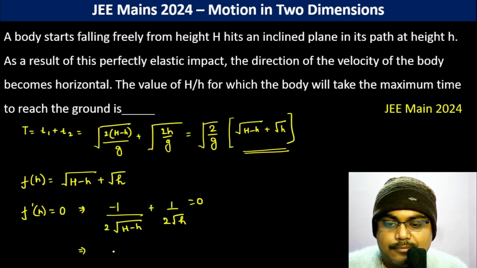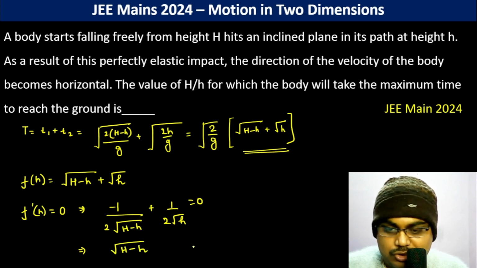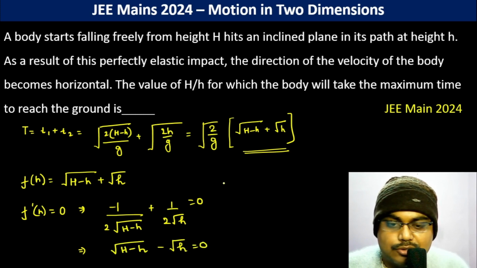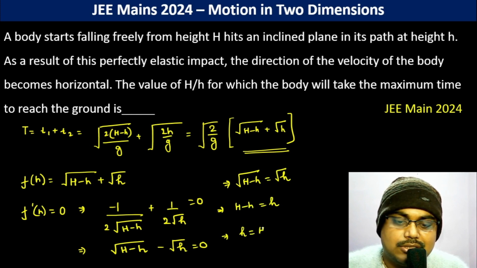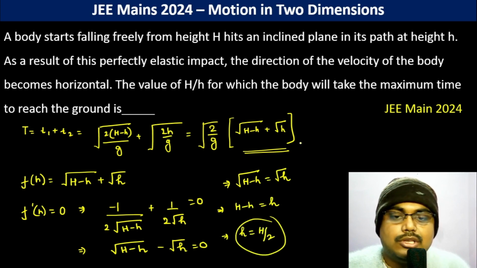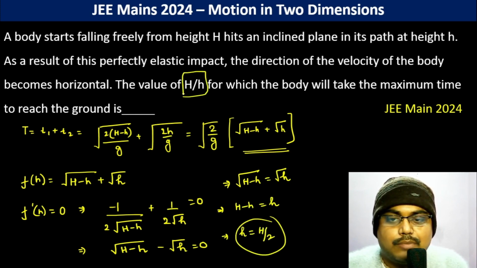This makes root h minus h minus root h should be equal to 0. That means root h minus h should be equal to root h. H minus h becomes h, so therefore h is h by 2. So now what is the value of h by h?